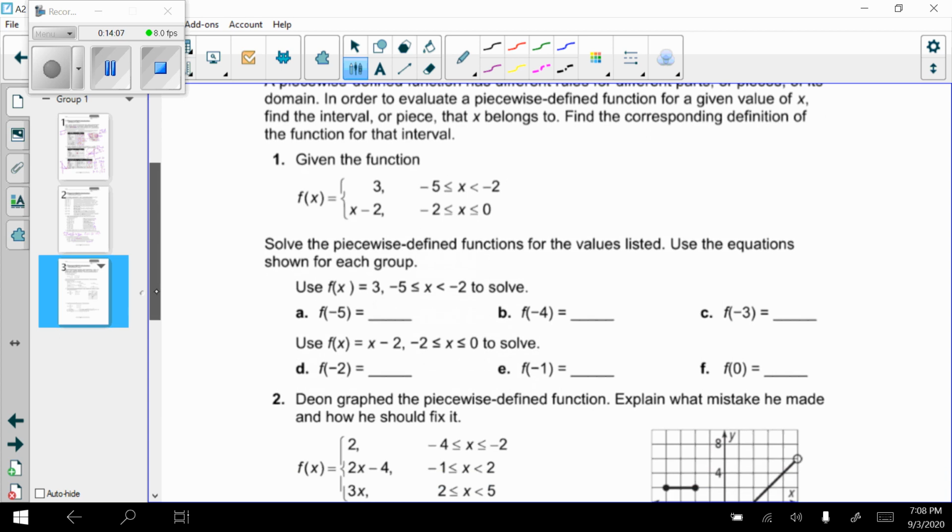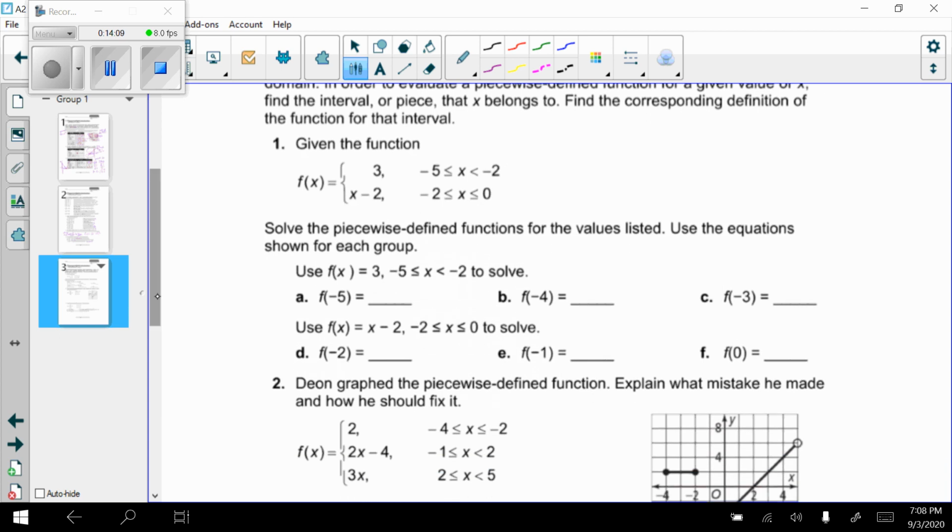Okay? So example number 1, this is going to be like those first problems on that worksheet that I gave to you the other day, where it asked you to evaluate the function. Okay? So here I only have one function, f of x equals 3 over the domain when x is between negative 5 and negative 2, or x minus 2 when x is between negative 2 and 0. Notice this one, negative 2 is not included, so I will never be plugging negative 2 into this equation.